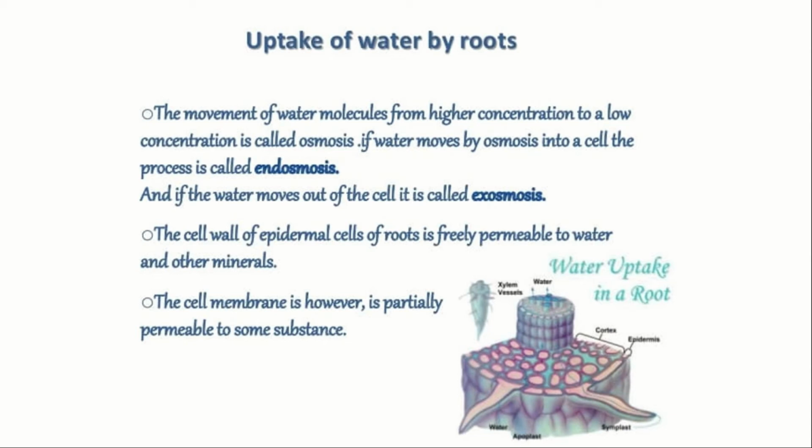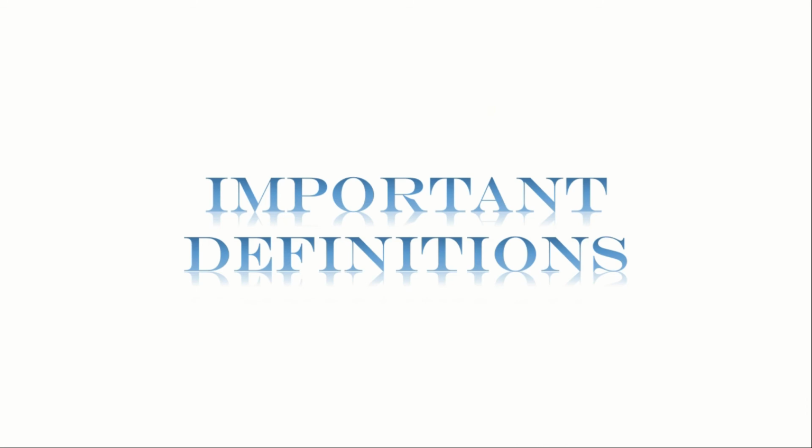The cell wall of epidermal cells of roots is freely permeable to water and other minerals. The cell membrane is, however, partially permeable to some substances. Let us know about some important definitions pertaining to transportation in plants.